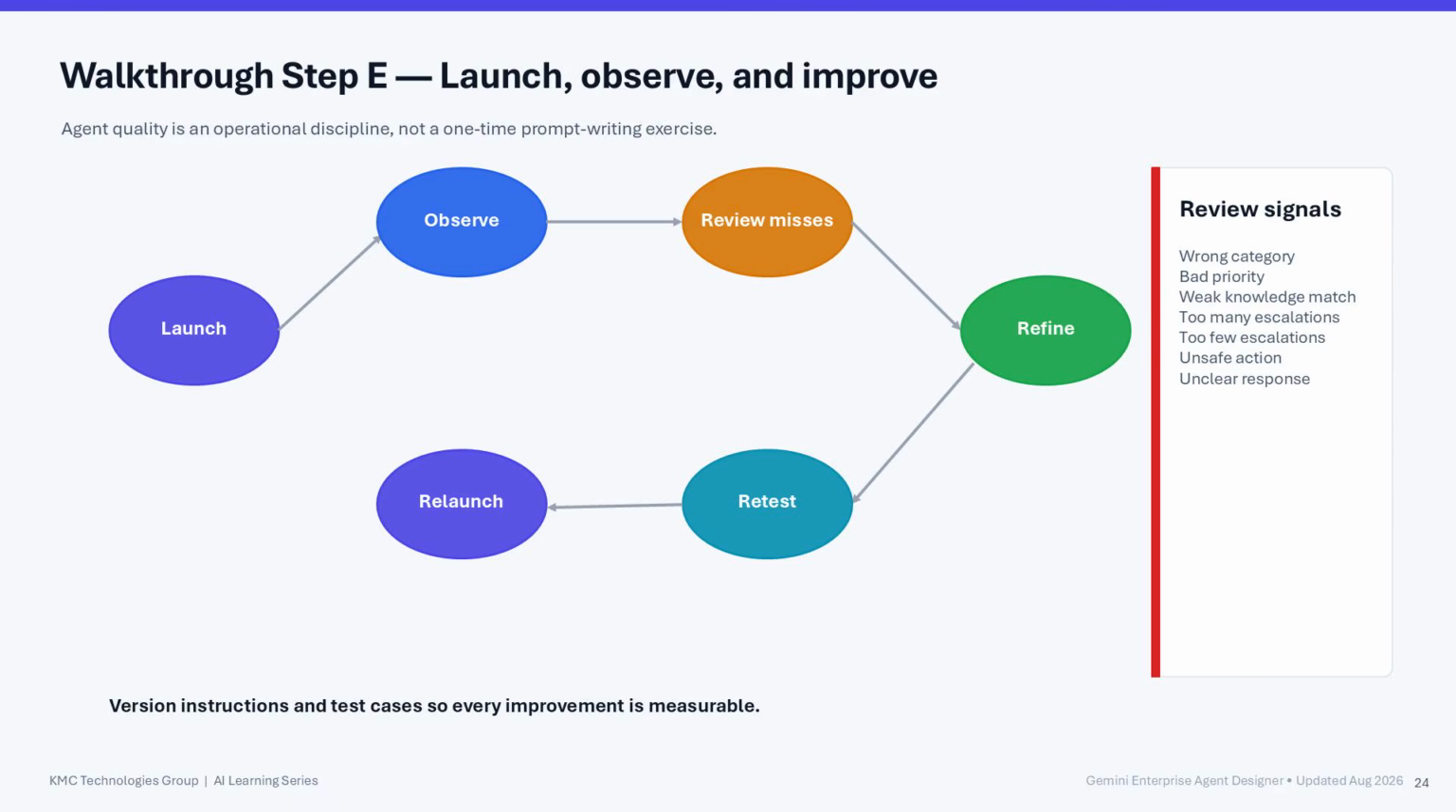After launch, operate the agent like a small software product. Observe where users get value and where the agent misses. Review wrong categories, incorrect priorities, poor knowledge matches, over-escalation, under-escalation, unsafe behavior, and unclear responses. Refine the instructions, knowledge, or flow, then rerun the same test matrix before relaunching. Keep versions of the instructions and tests so changes are measurable. Prompt quality matters, but operational discipline is what makes an agent reliable over time.